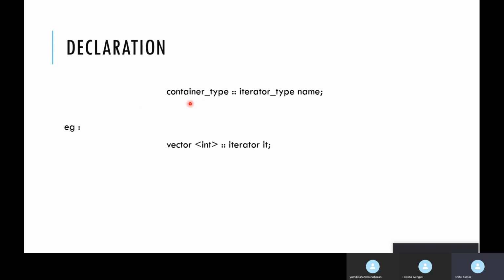So the declaration is simple. You give the type of container that you want to traverse through, the scope resolution, iterator type, and the name of the iterator. So here we'll be traversing through a vector of integers. We have an iterator, a normal one, not a forward or a reverse, and then you give the name of the iterator, that is it.